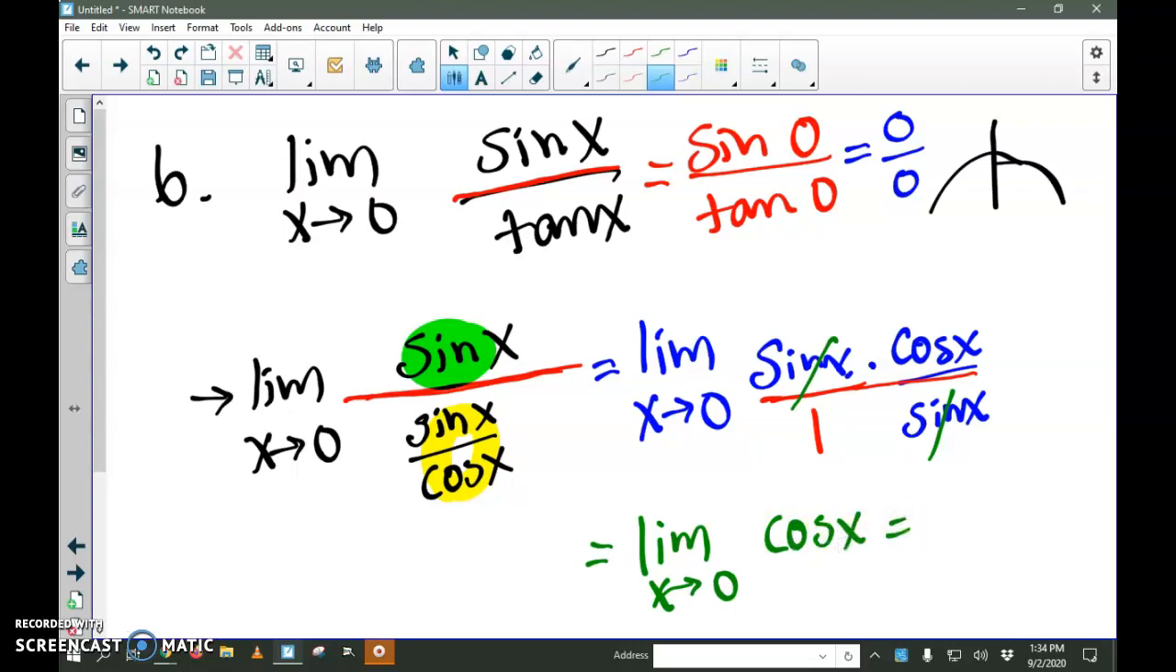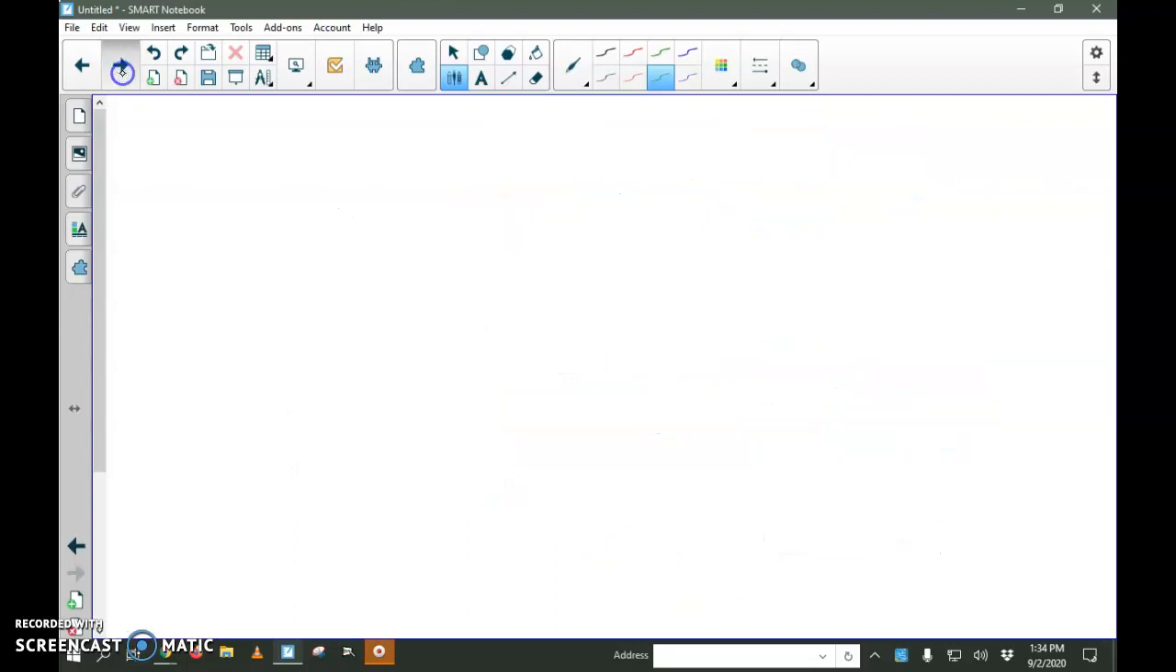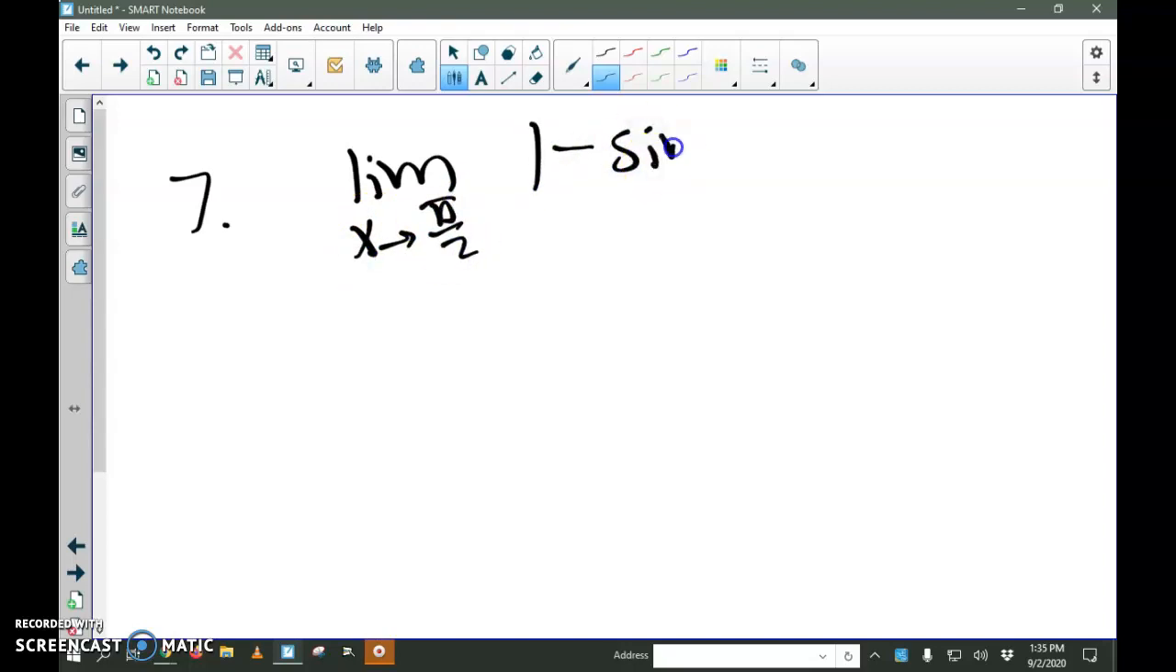And again, I erased it, but the cosine function is the x-coordinate on the unit circle, and at an angle measure of 0 radians, the x-coordinate is 1. All right, I'm going to do one more trig problem. I have the limit as x approaches pi halves of 1 minus sine x divided by cosine squared x.